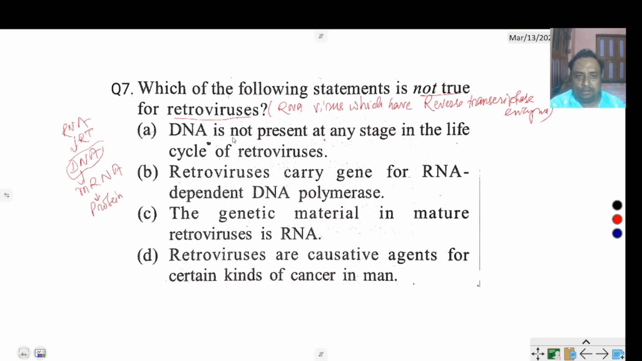DNA is present, not present. So here A is the option right. Retrovirus carry gene for RNA dependent DNA polymerase. This is reverse transcriptase. The genetic material in mature retrovirus is RNA, definitely right. Retroviruses are causative agent for certain kind of cancer in human, maybe.